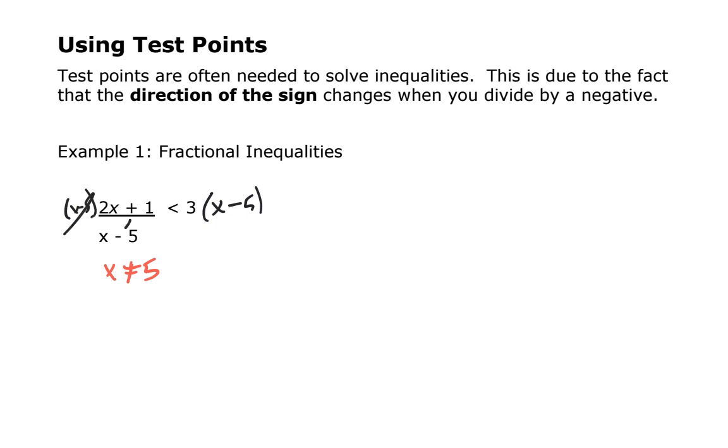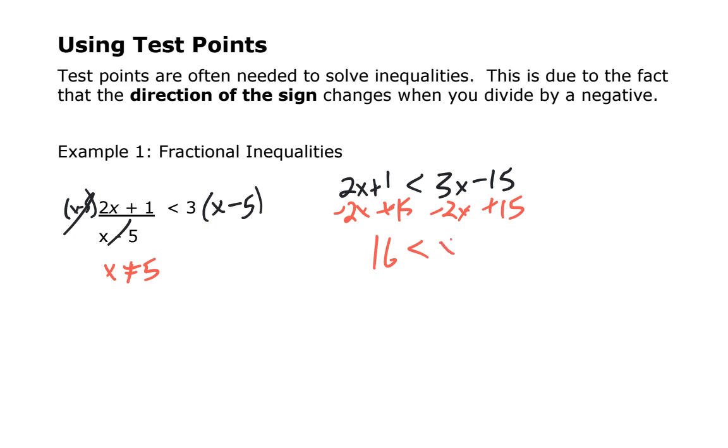Oops, my pen isn't working so well. So we'd have our 2x plus 1 on the left side, and that would be less than 3x minus 15 if we FOIL it out. We don't need to worry so much about whether it's less than or greater than; that will show up automatically. So if we take this and solve it, we bring the 2x over, and let's bring the 15 over at the same time. We end up getting 16 is less than x.